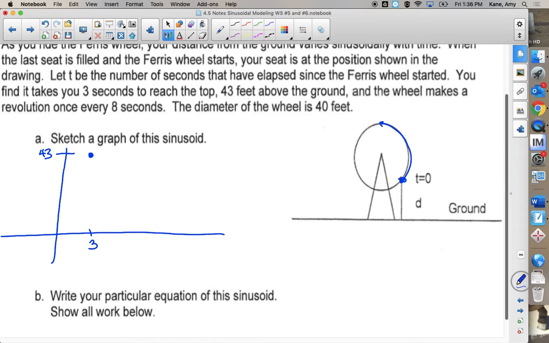If you continue to read on, it says the wheel makes a revolution once every 8 seconds. What does that mean, if something makes a revolution once every 8 seconds? Maya, what does it mean? To get back to where it started.